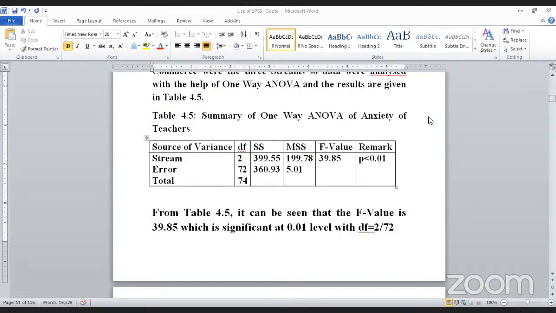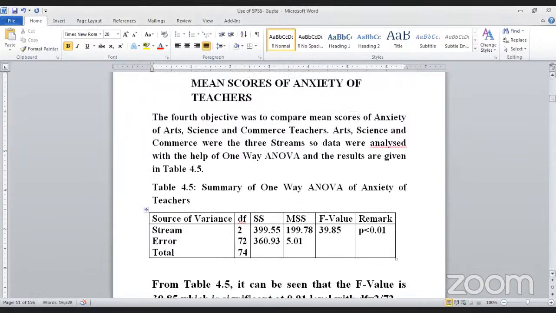So our objective. The objective is to compare mean scores of anxiety. So my objective is to compare mean scores of anxiety of art, science, and commerce teacher. So I'm comparing the mean scores of anxiety of the 3 groups. Sachin, is it all right or not?